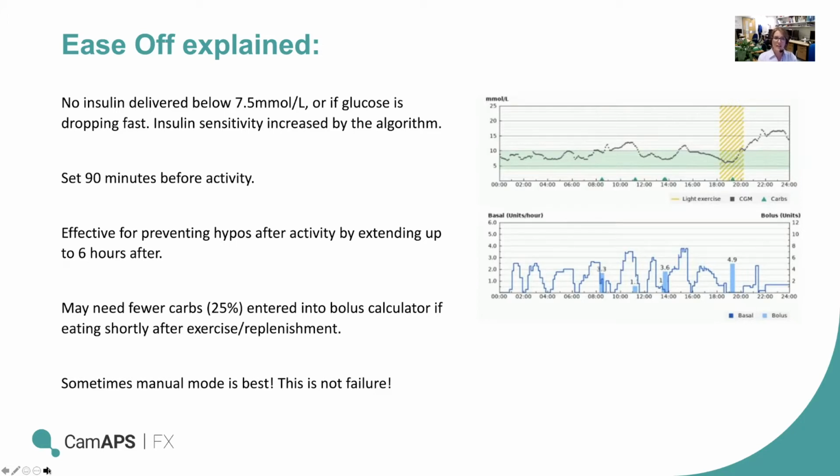So the key is to try and get that insulin out of the system as early as you can, not too early, because then you'll end up going into exercise with a high blood sugar. Trying to get the ease off going about 90 minutes before seems to be the key to really minimize the amount of active insulin when you're going through the gym doors, or heading out for your run or your walk.